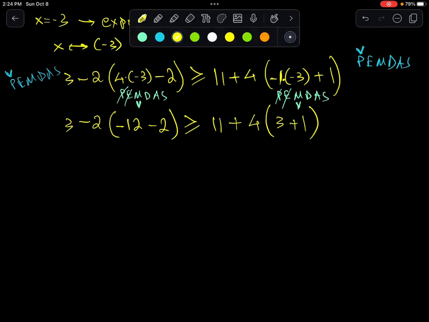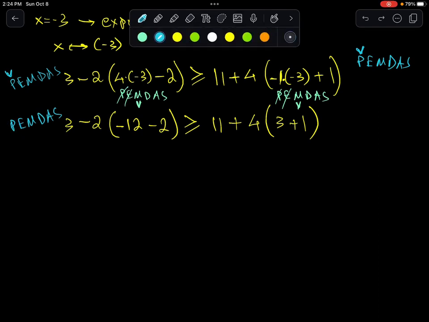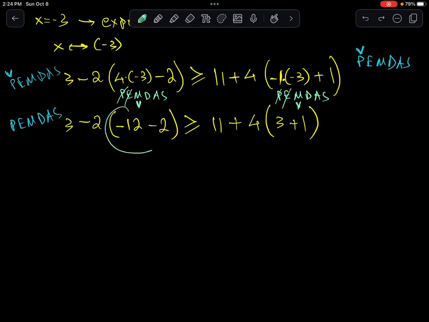Now I do have a new line. I'm going to start with a new PEMDAS to the left and a new PEMDAS to the right. Let's start with the PEMDAS to the left that governs the left hand side. Do I have a parenthesis? Yes. Let's see if there is anything to do inside this parenthesis.